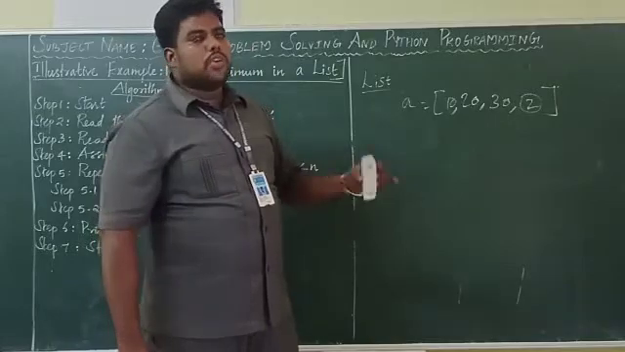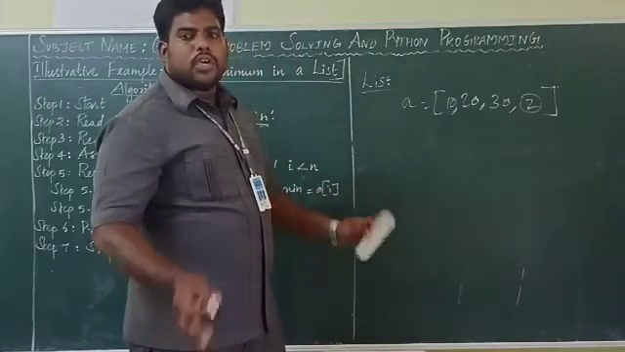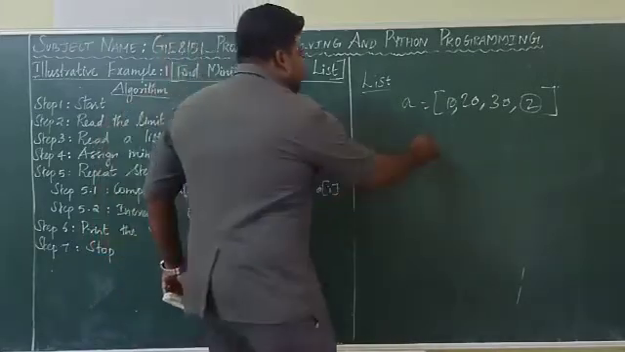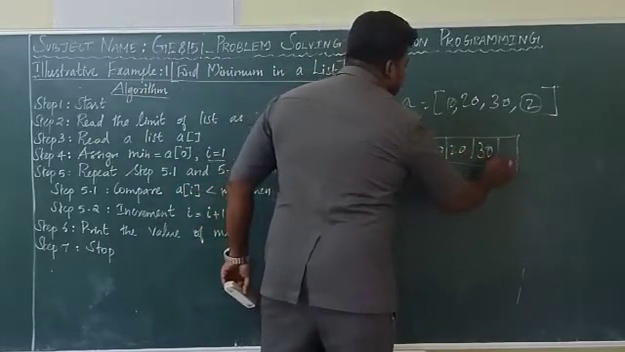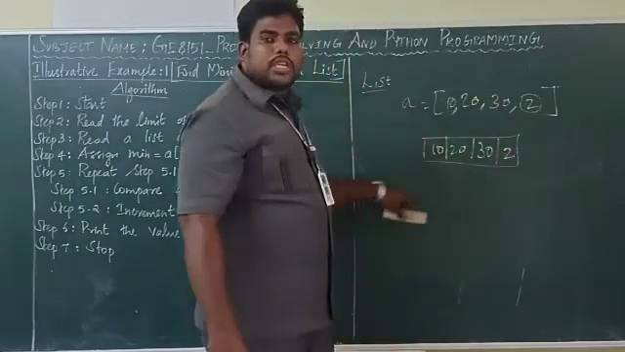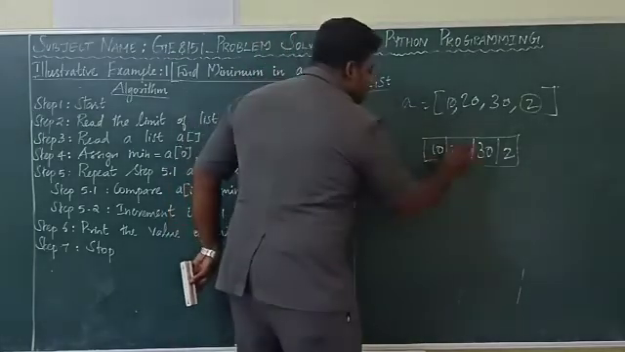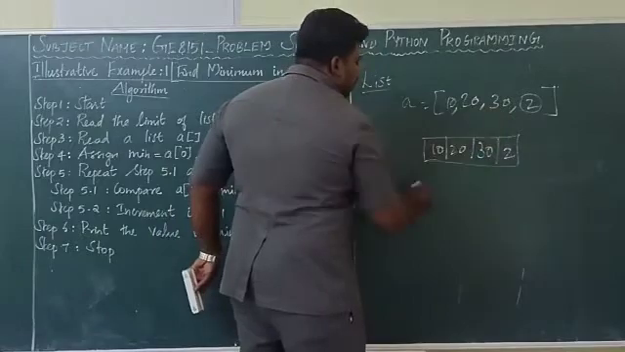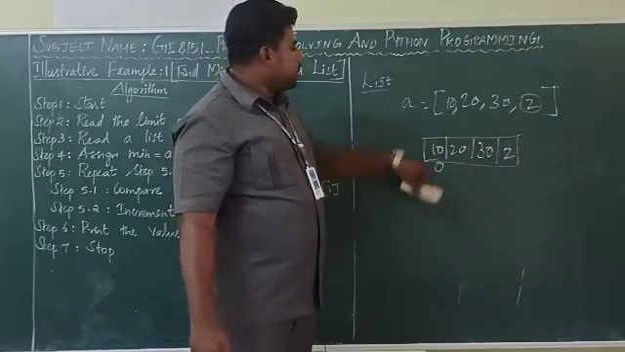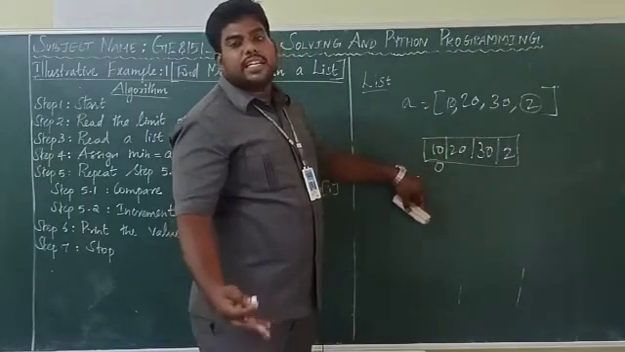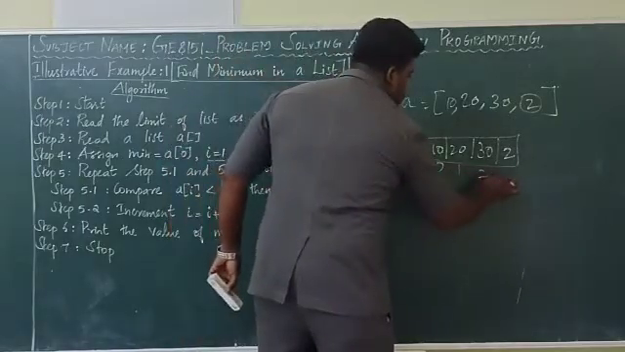Before writing the logic, a few more things you have to know. For example, this is the list, right? How will it be stored in the memory? In your computer memory, it will be stored continuously like this: 10, 20, 30, then 2. It will be stored continuously inside your main memory, that is RAM. And the position of these elements starts at 0. The list's starting position is always 0. Position is nothing but index, the location of the element. The starting position is 0. This is 1, this is 2, this is 3.